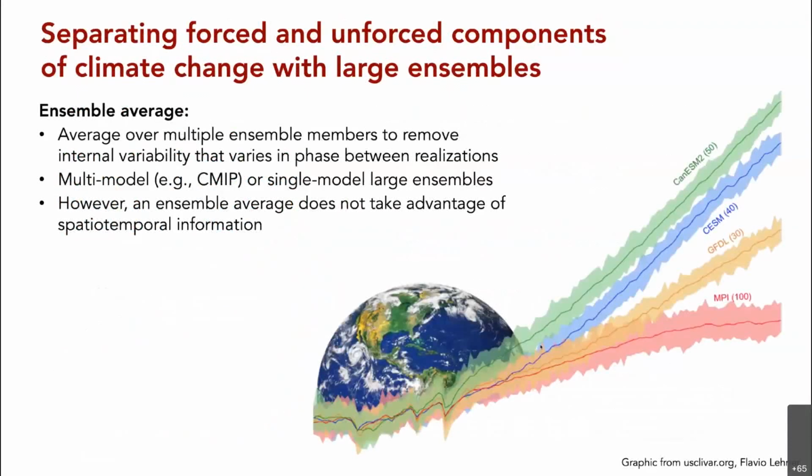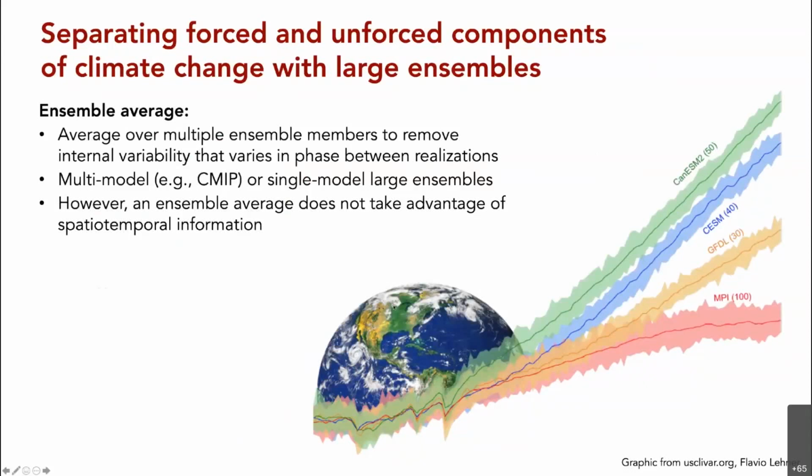So large ensembles have provided a useful way to say, within a single model, what the forced and unforced components are. The ensemble average lets you average out multiple ensemble members to remove internal variability that varies in phase between realizations, and it applies to a single model, so there's no conflation between intermodal differences and internal variability.